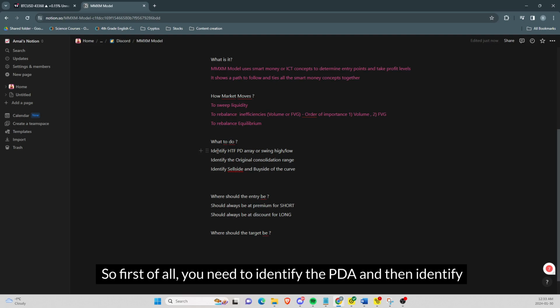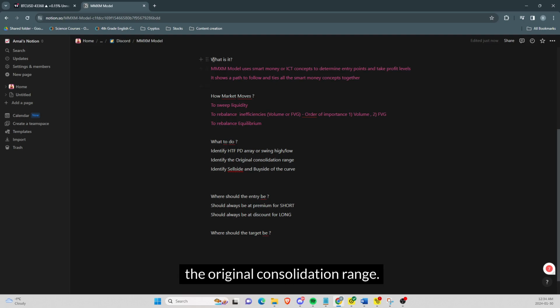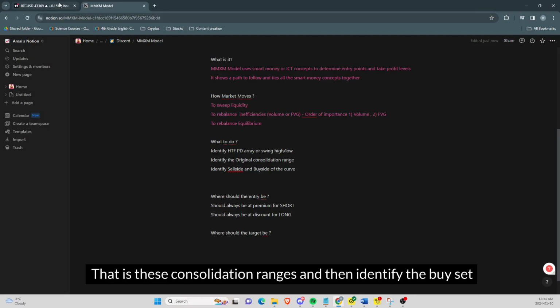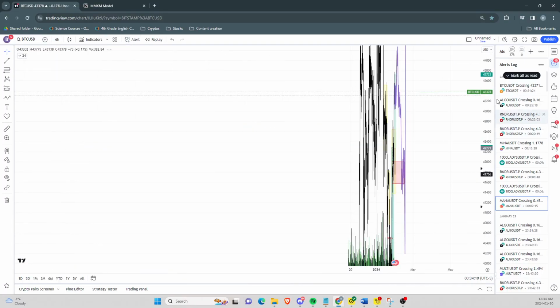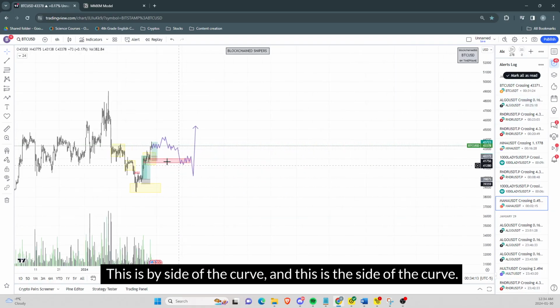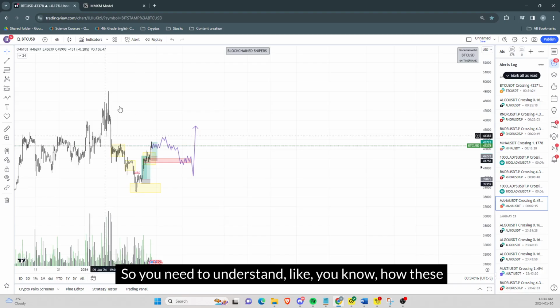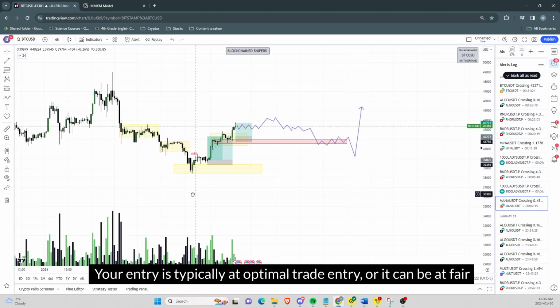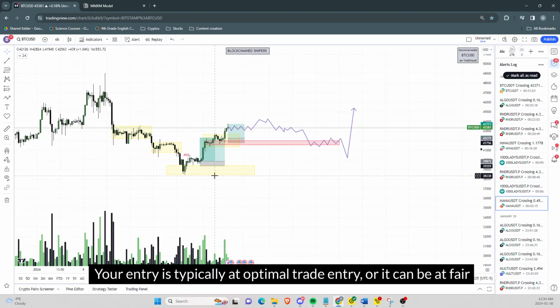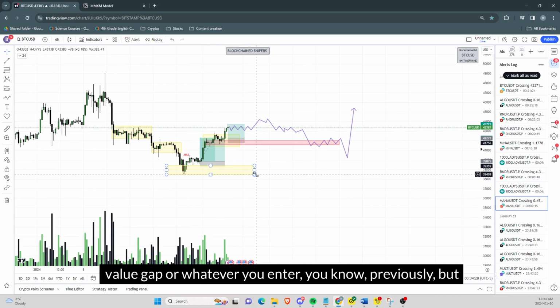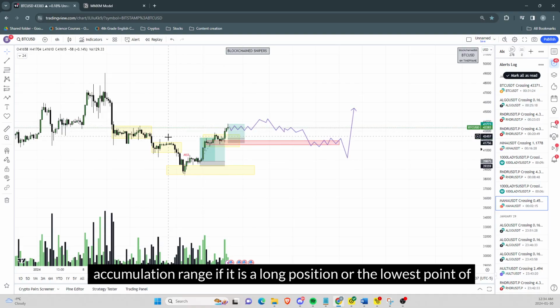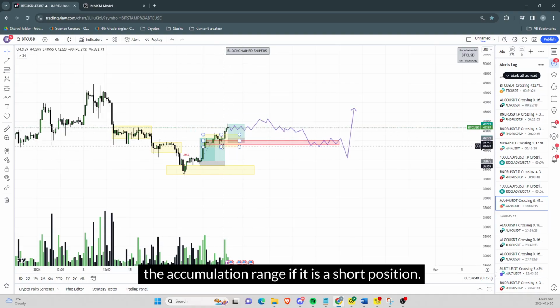So first of all, you need to identify the PDRA, and then identify the original consolidation range. That is these consolidation ranges, and then identify the buy side and sell side of the curve. Like this is buy side of the curve, and this is sell side of the curve. So you need to understand how these accumulation ranges are formed, so you can take trades. Your entry is typically at optimal trade entry, or it can be at fair value gap, or whatever you enter, previously. But your take profits is always the highest point of the accumulation range if it is a long position, or the lowest point of the accumulation range if it is a short position.